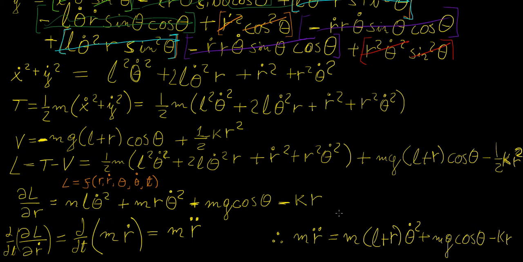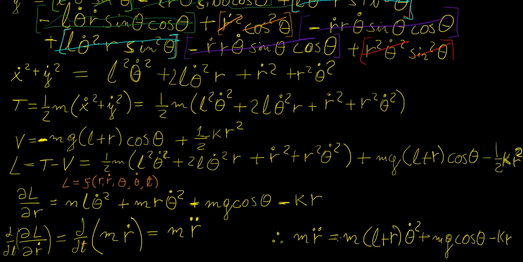So now if we write the Euler-Lagrange equation, which is basically this term equals to this term, we get the following equation of motion. So this is going to be an equation of motion for the radial acceleration. But you notice that it does have terms that depend on the angular displacement and the angular velocity.